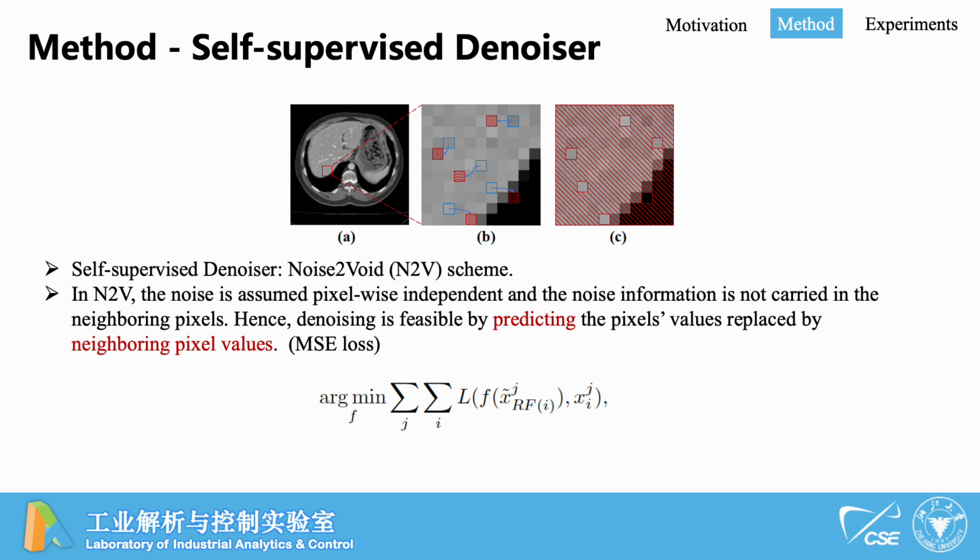The noise-to-void network can be trained by minimizing the empirical risk. This process allows the network to denoise the image by learning from surrounding pixels. It may not capture or predict the pixel-independent noise.